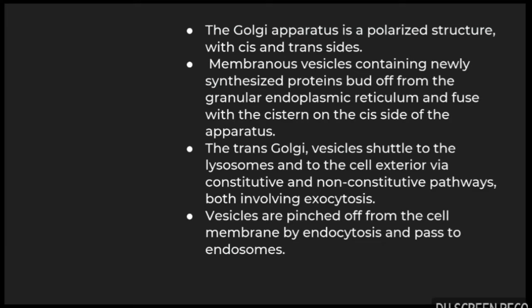The Golgi apparatus is a polarized structure with cis and trans sides. The membranous vesicles containing newly synthesized proteins bud off from the granular endoplasmic reticulum and fuse with cisternae on the cis side of the apparatus. The trans Golgi vesicles shuttle to the lysosomes and to the cell exterior via constitutive and non-constitutive pathways, both involving exocytosis. Vesicles are pinched off from the cell membrane by endocytosis and pass to the endosomes.